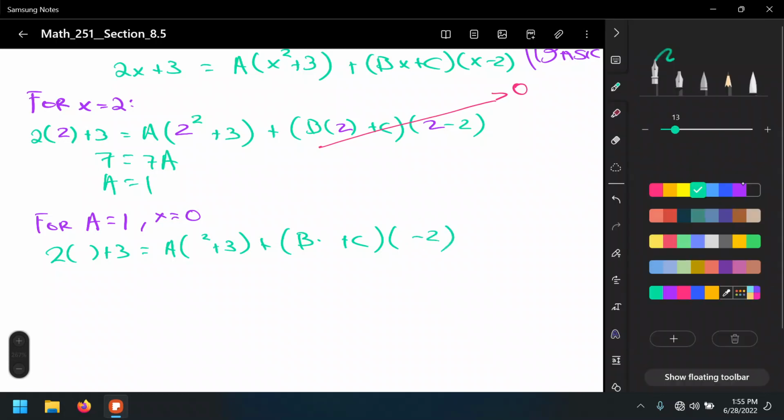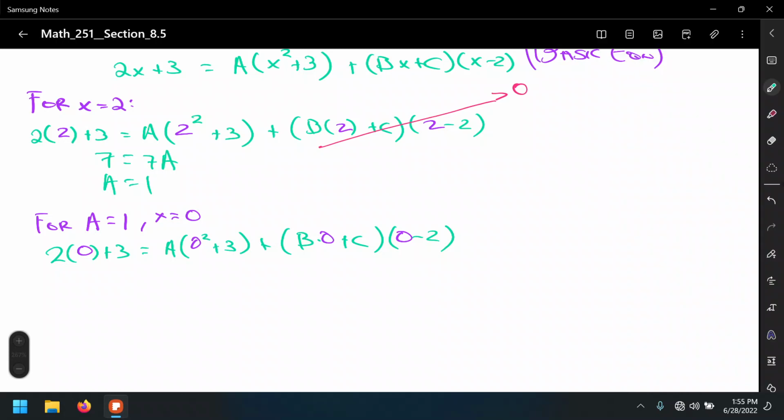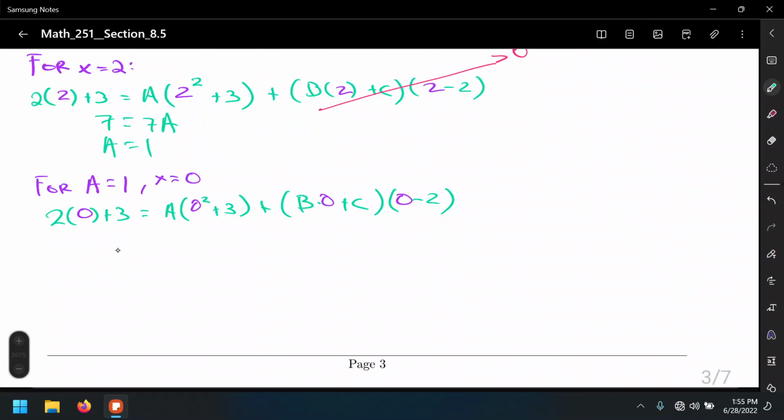Alright, so let's plug in 0, 0, 0, and 0, and simplify this one. 2 times 0, which is 0, plus 3 equals 3. And 0 squared plus 3 is also 3, 3a. Actually, we can plug in the value for a, which equals 1. And that's fine. And that's a plus c times 0 minus 2, which is the same as saying minus 2c.